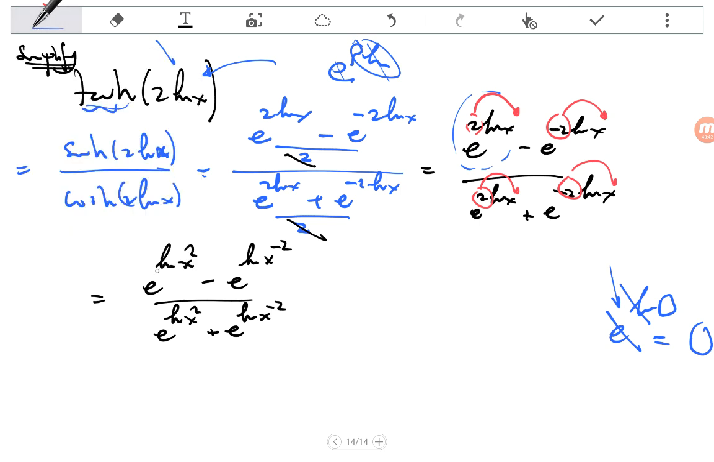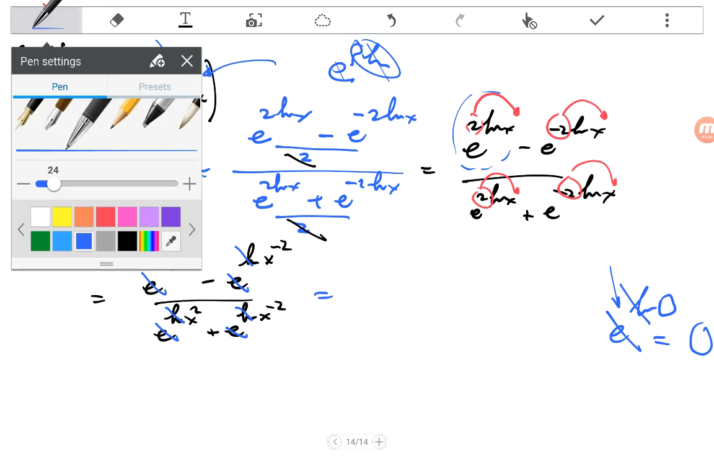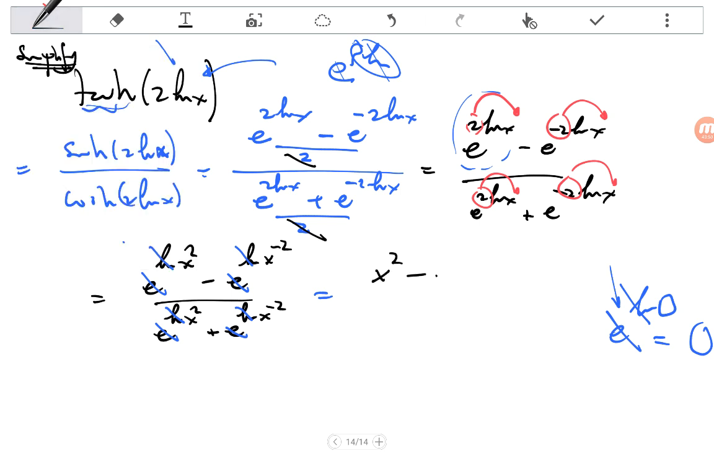So the e and ln cancel in each term, and I will have x squared minus x power negative 2 over x squared plus x power negative 2.